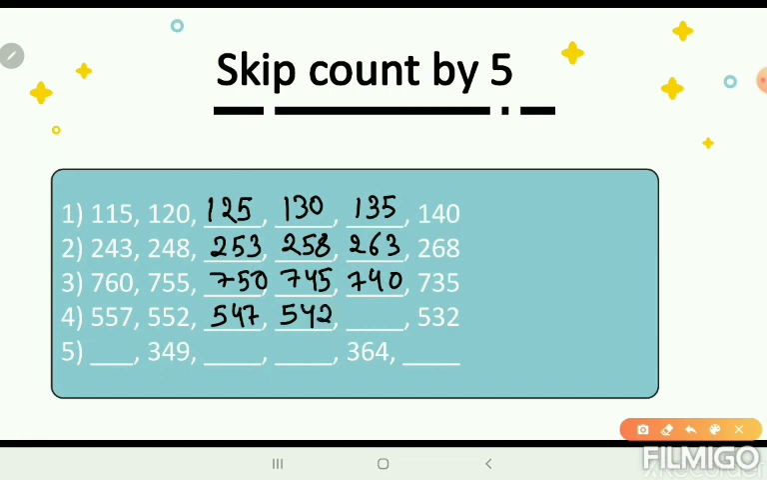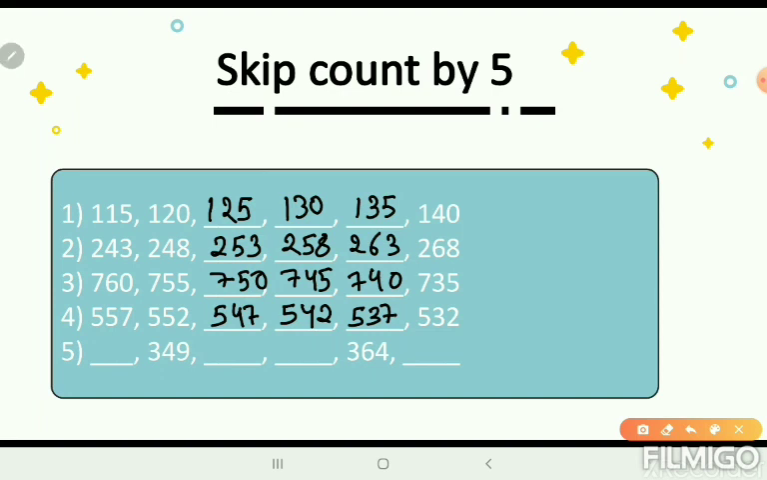542, then 537, then 532. Again, if you see the ones place, there is a pattern formed. 72, 72, 72.